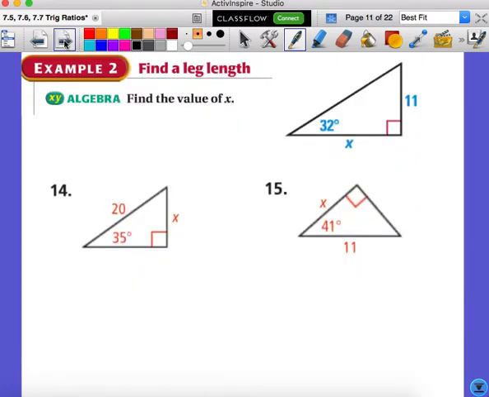So let's start first with what we know. If we're trying to find the value of x, remember that you always need to set up your viewing point. So I'm viewing from an angle that I know. So I could view from 32, or if I really wanted to, I could do 180 minus 32 minus 90, and I end up with 58 degrees.